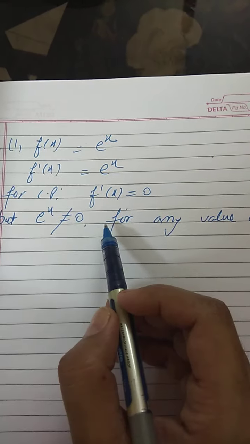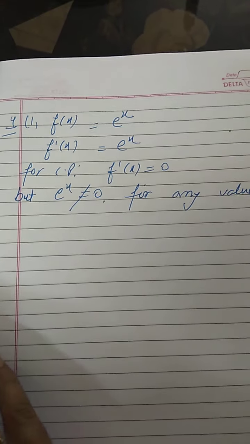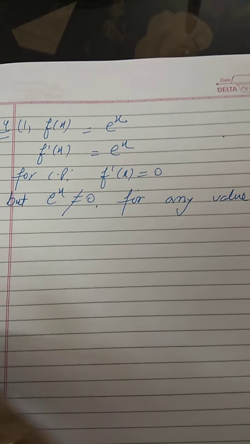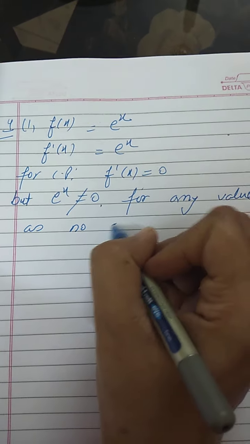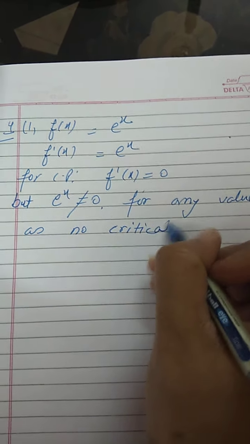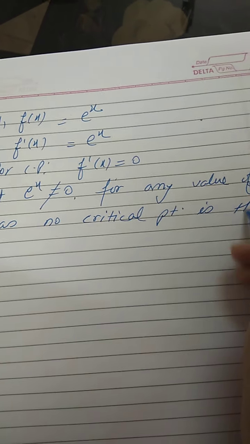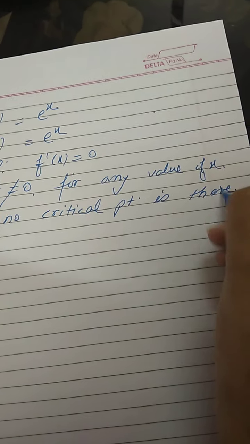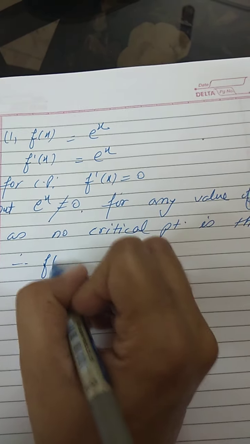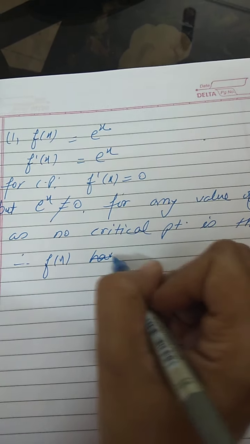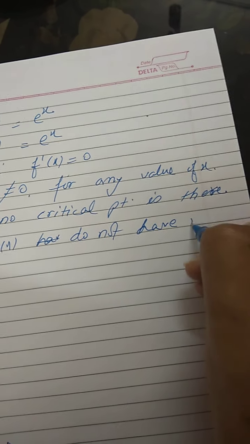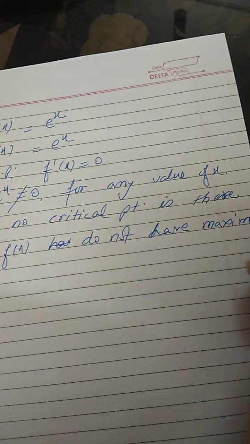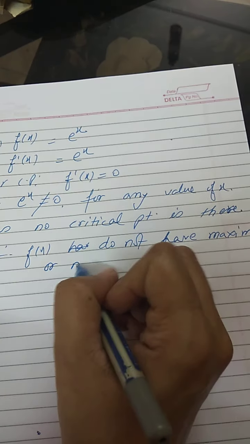If I cannot find the critical point, it means the function does not have maxima or minima. As no critical point is there, therefore the function does not have maxima or minima.